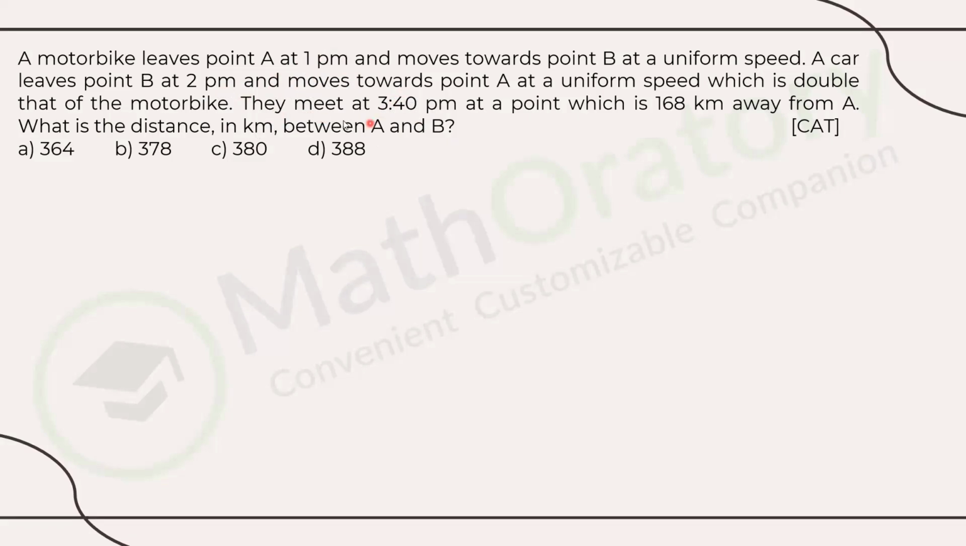Correct. So they meet at 3:40 p.m. at a point which is 168 kilometers away from A. Now, who is starting from A? The motorbike, right? So this distance that is given is directly in relation to the motorbike. Correct. Now, what is the distance in kilometers between A and B? That is all we have to figure out, right?